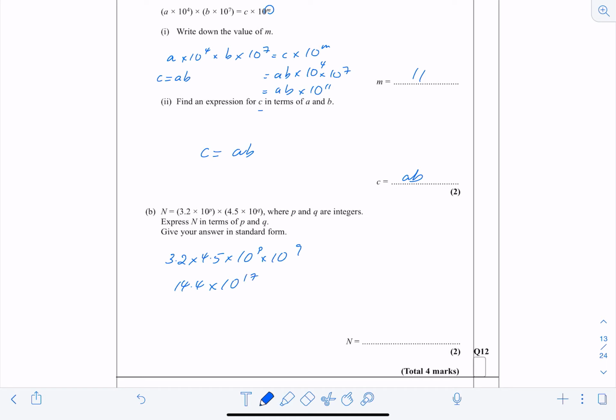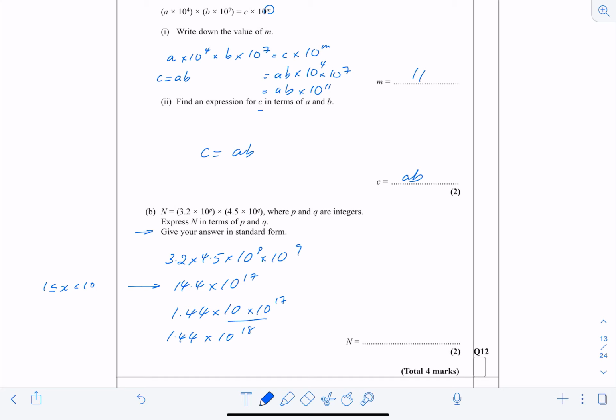But it also says we need it in standard form. In standard form, this number here must be greater than or equal to 1 and less than 10. At the moment, this is 14.4, so I need it to be 1.44. If I did 1.44 times 10, that would be 14.4. And then I still have a times 10 to the power of 17 here as well. But of course, now I can combine those: 1.44 times 10 to the 18.